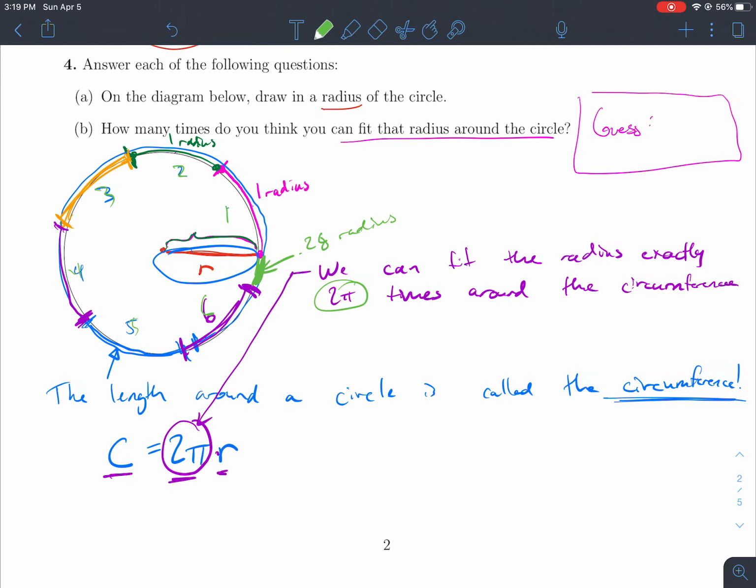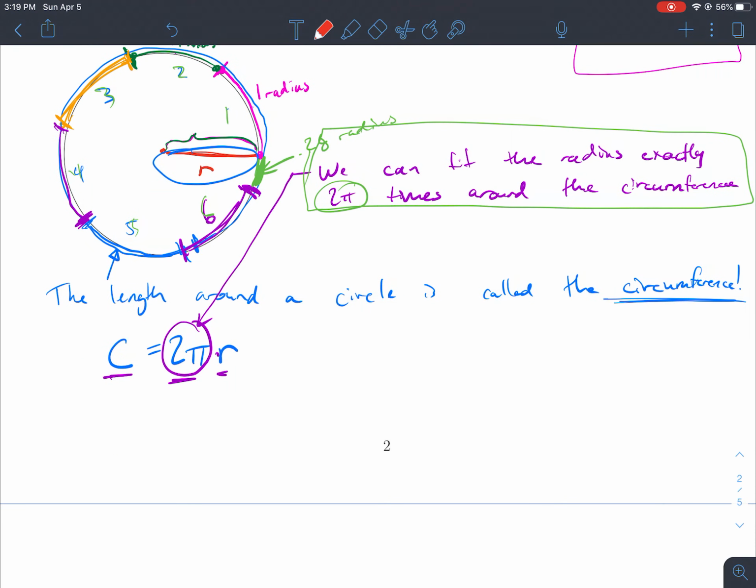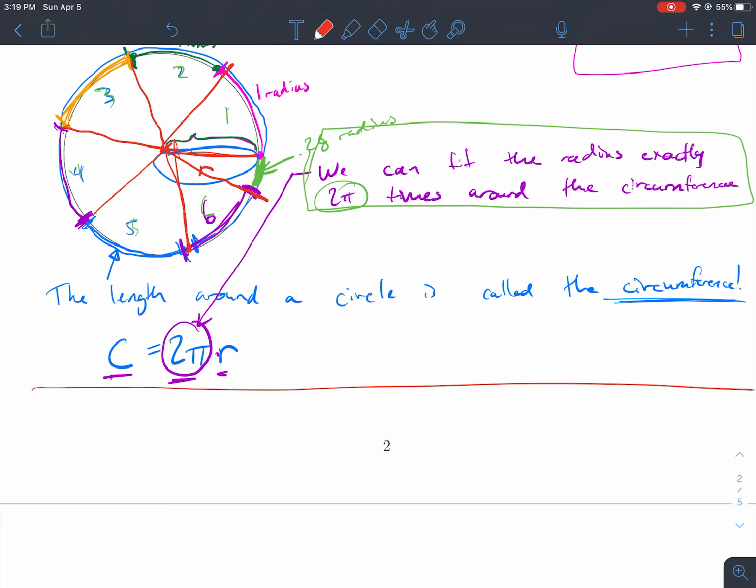Okay, so because every circle has this property that you can fit the radius around it 2 pi times, what we're going to say is that the natural way of measuring angles is that we can fit 2 pi radians, with each one of these angles being a radian around a circle. So we're going to say a full circle takes 2 pi radians to complete.